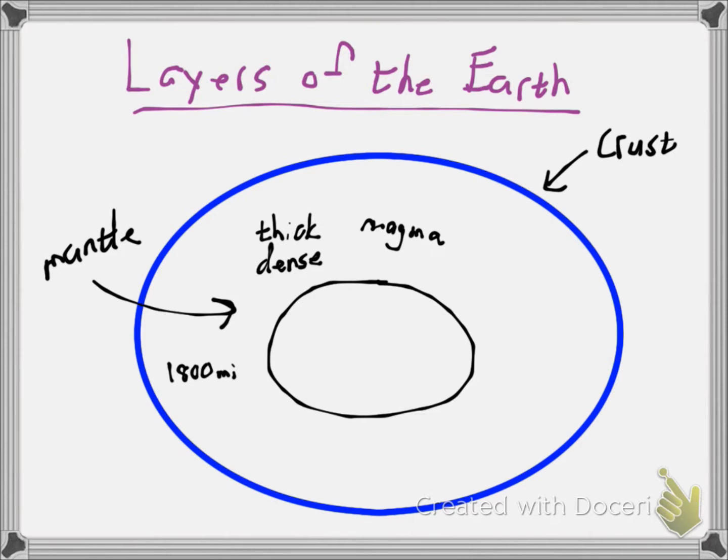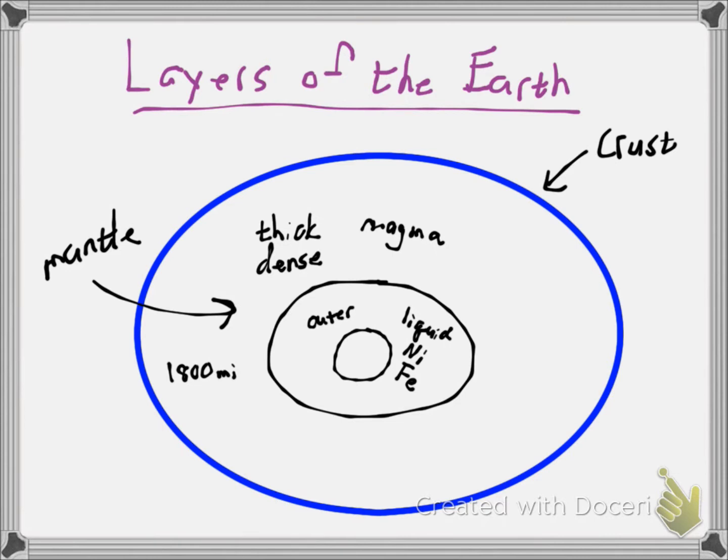The next 2 layers are comprised of what we call the core, and the core we break down into 2 smaller layers. We have the outer core and the inner core. The outer core is comprised of liquid nickel and iron. This liquid rotates around the center of the Earth as the Earth rotates, and because of the heat, stays in liquid form.